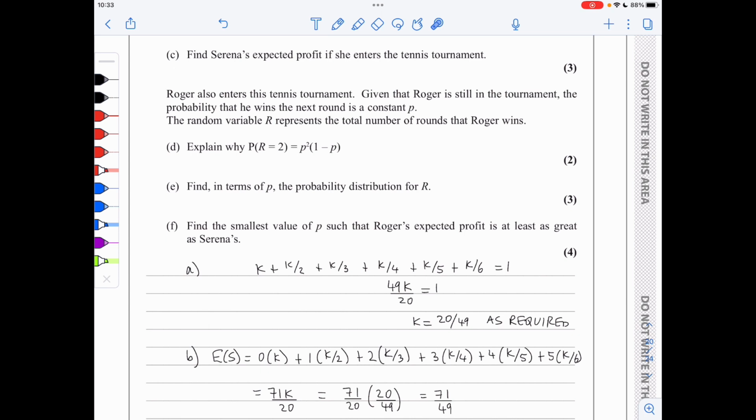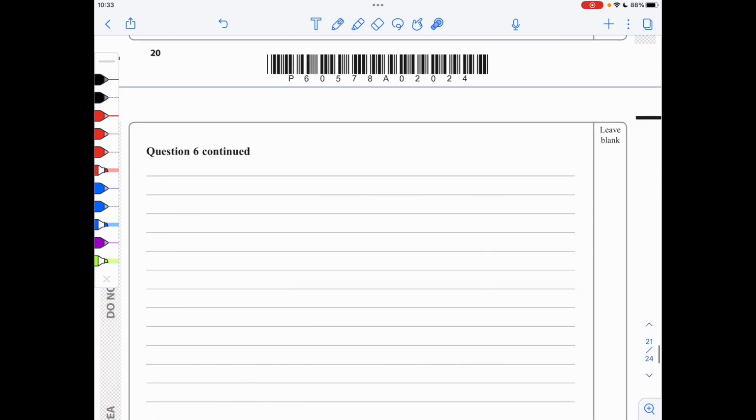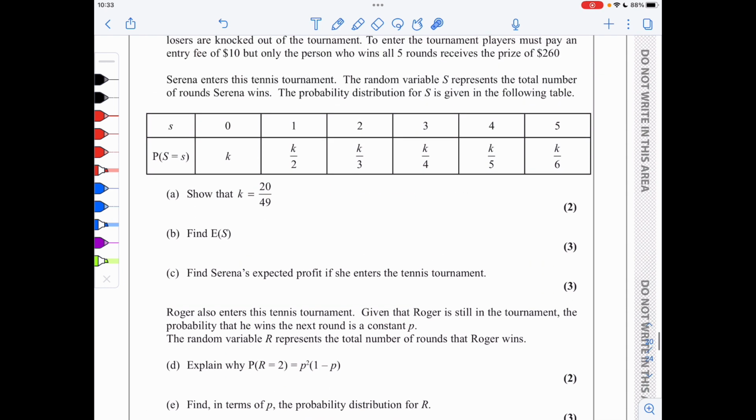But she will actually make a profit of 250, which is the 260 prize minus 10, the fee to be paid, if she does go on to win the tournament. So we could draw up a simple table here. The profit can take two values only: minus 10, the loss of $10, or 250 if she wins the tournament. Now she will only be winning the tournament if she ends up winning all 5 rounds.